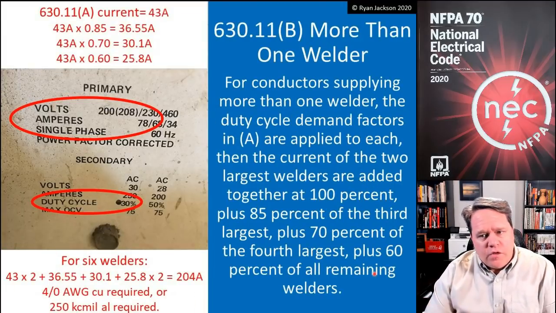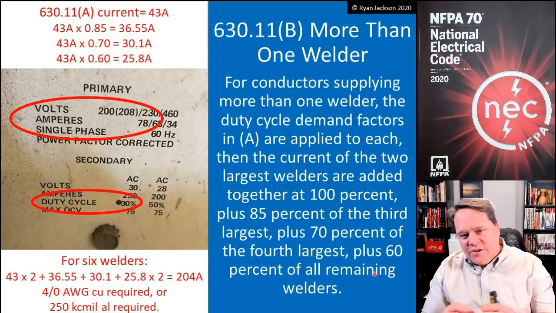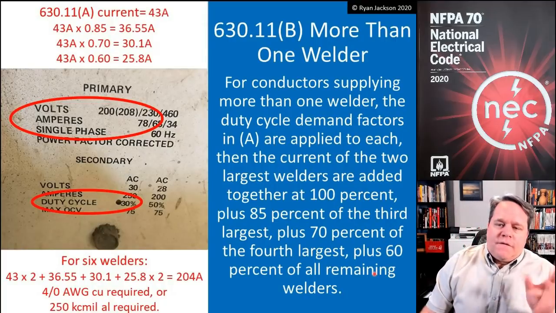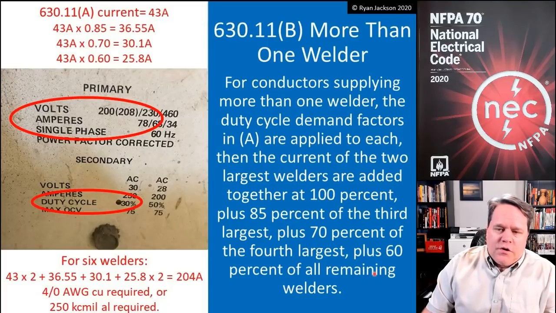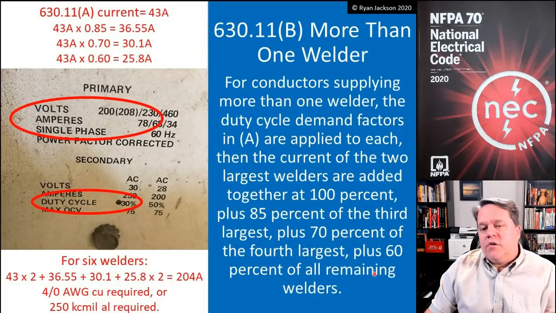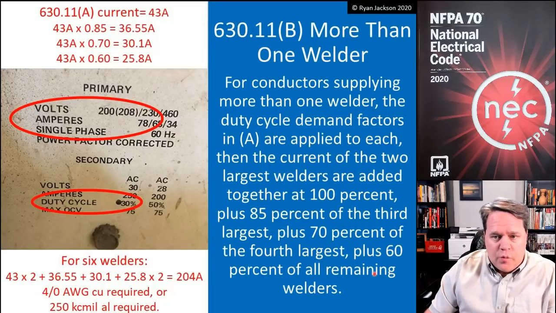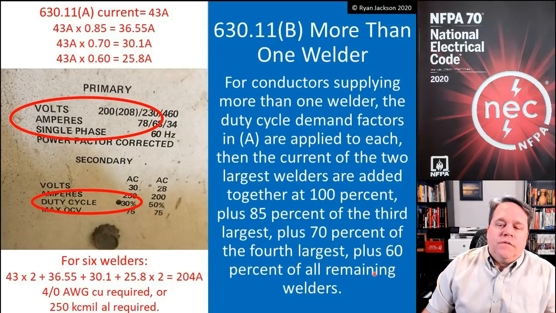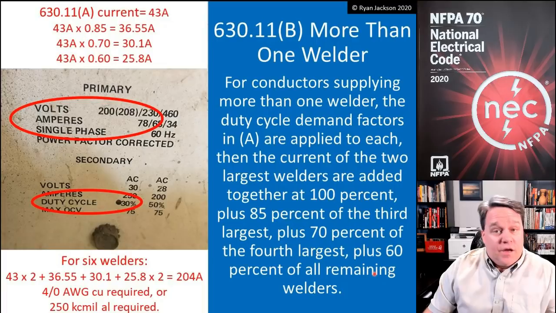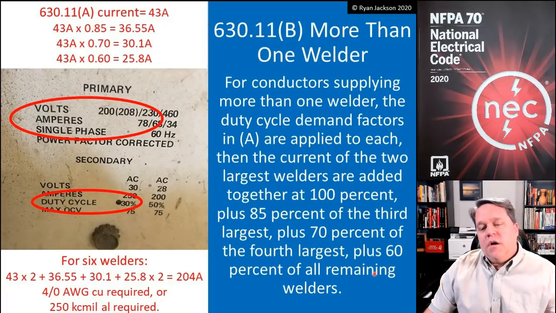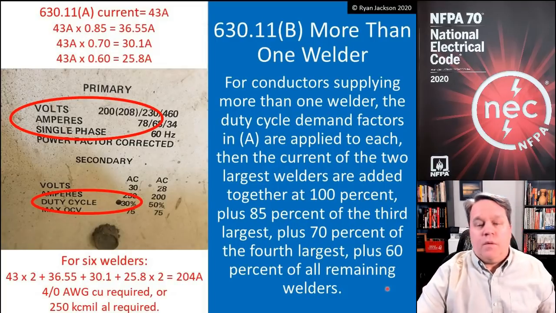If I have more than one welder, things get a little bit more convoluted. For conductors supplying more than one welder, the duty cycle demand factors that we just talked about in (A) are applied to each individual welder. And then the current of the two largest welders are added together at 100%, plus 85% of the third largest, plus 70% of the fourth, plus 60% of all of the remaining welders.